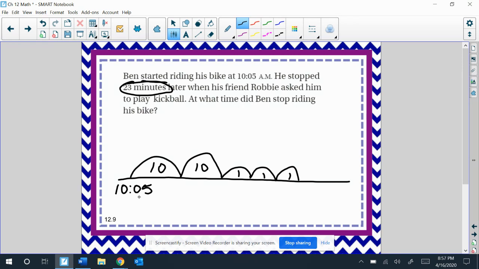So 10:05 plus 10 minutes, because I'm going forward, is 10:15. Then I add another 10 minutes, because I'm still going forward. That one is 10:25. Now I add my 1 minutes, so 10:25, 10:26, 10:27, 10:28. Okay, my number line is done. My jumps have been done for my elapsed time, and I need to know when he stopped. So he stopped at 10:28.